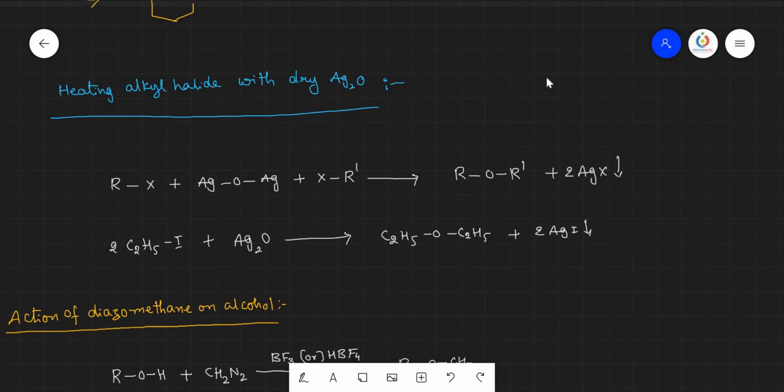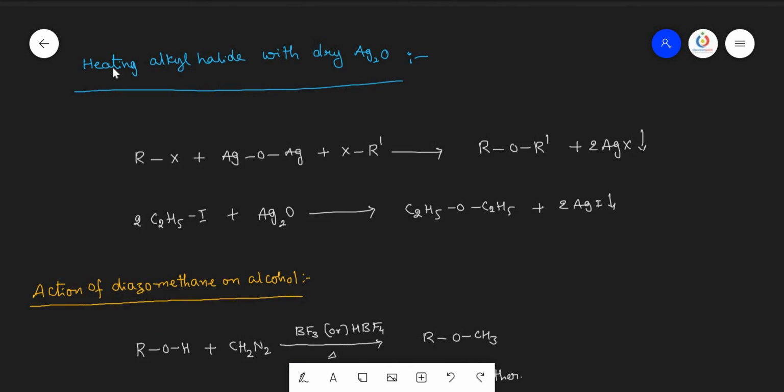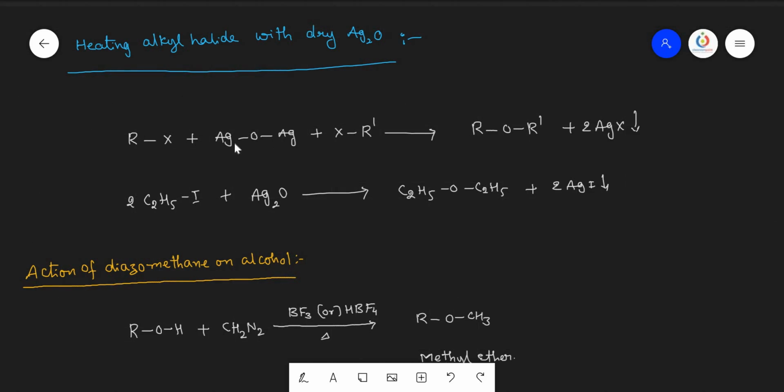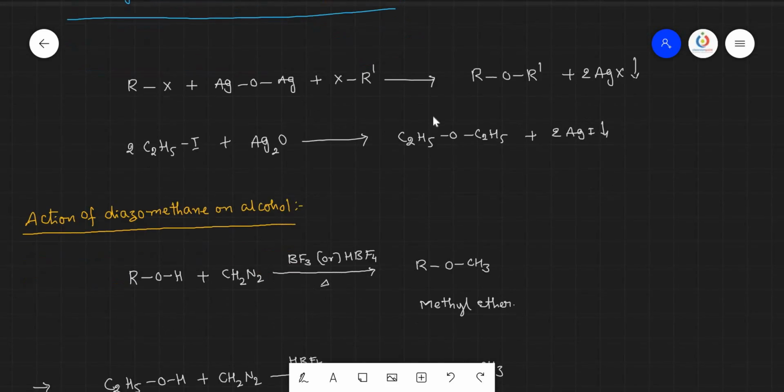Now, another method for the preparation of ethers is heating alkyl halide with dry silver oxide. Just take the silver oxide, Ag2O, on reaction with the alkyl halide. Here you can take the same alkyl halides or mixed alkyl halides, but you will get mixed ethers. If you take the same alkyl halide, the same ether will be produced.